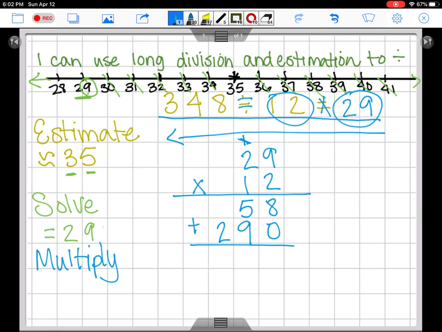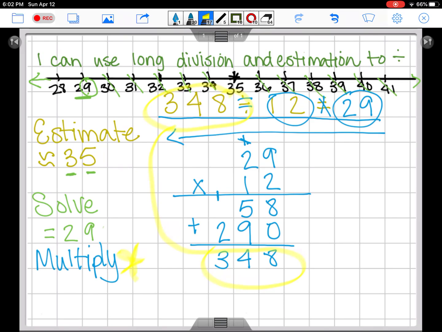And now all that's left is adding up these partial products. 8 plus 0 equals 8. 5 plus 5 plus 9 equals 14. Carry the 1. 1 plus 2 is 3. Alrighty, team members. Very exciting. We have done it. Perfect work.